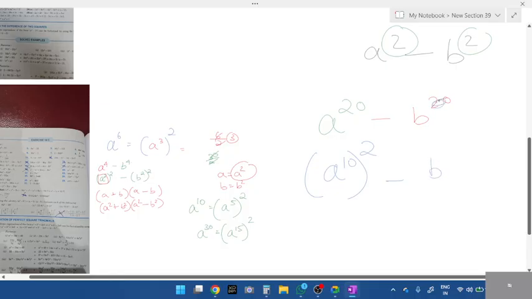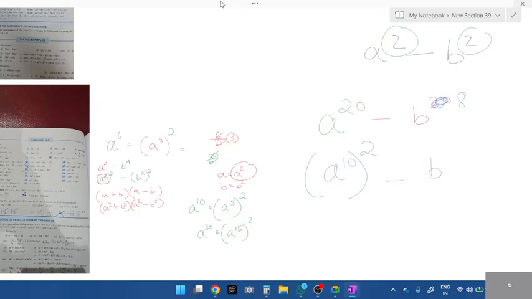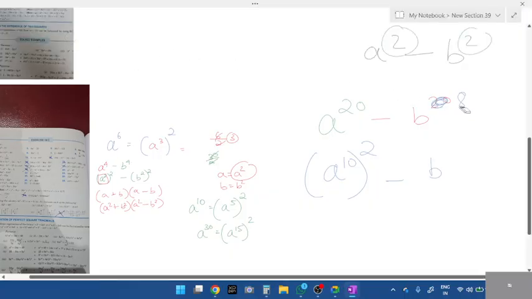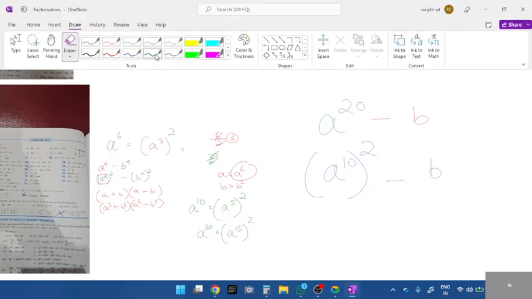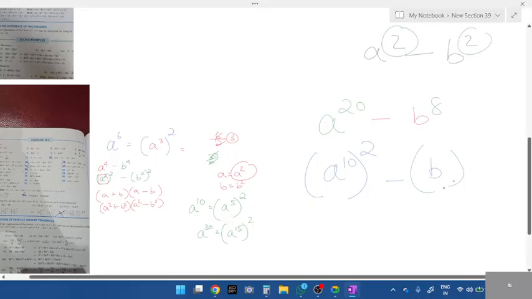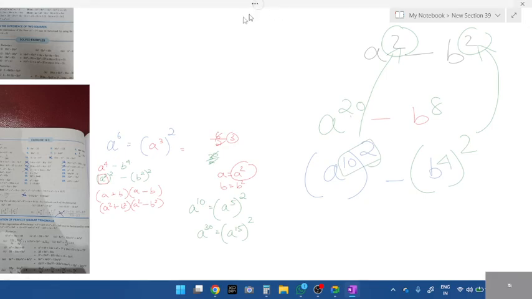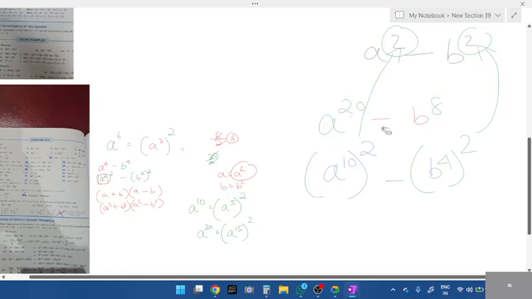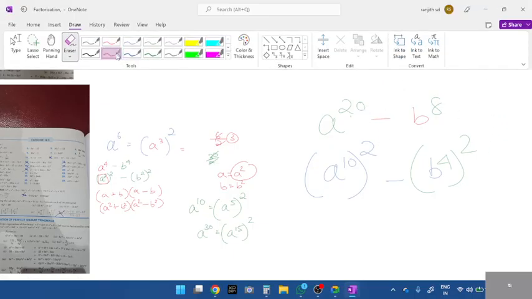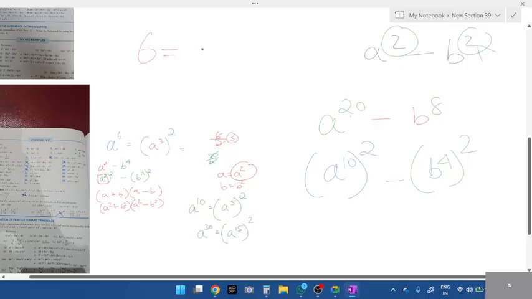Next, tell me for b. Let me write 8 here. b to the power of 8. Convert it. 4. Very good. See, outside the maximum value we should have is 2. Inside, divide 8 by 2, you get 4. When you multiply 10 into 2, are we getting the question back? Yes, we are getting the question back. So this is correct.